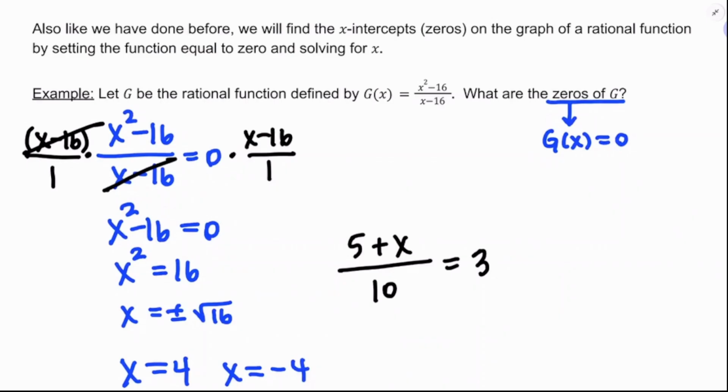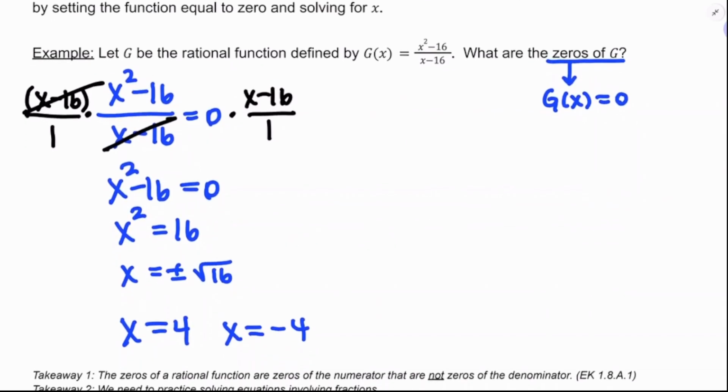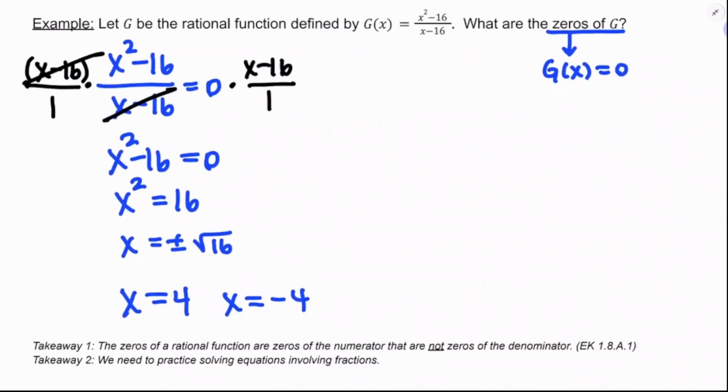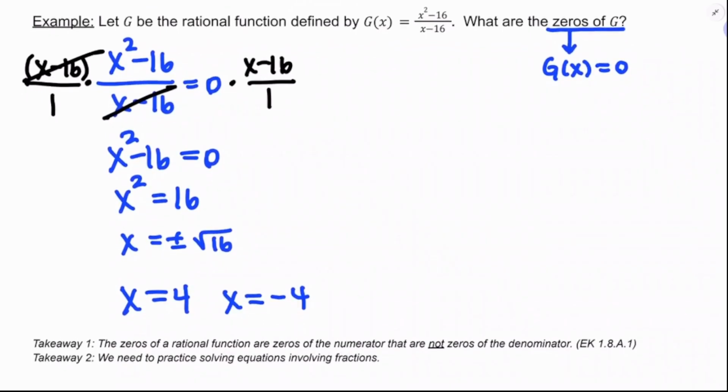And what this means is that we're going to be able to find the zeros of a rational function by finding the zeros of the numerator, at least maybe after we've canceled everything off. And then another takeaway is we need to practice solving equations that involve fractions. That's going to still be part of this class, and so we're going to need to do a little bit more practice on it. So let's do that right now.